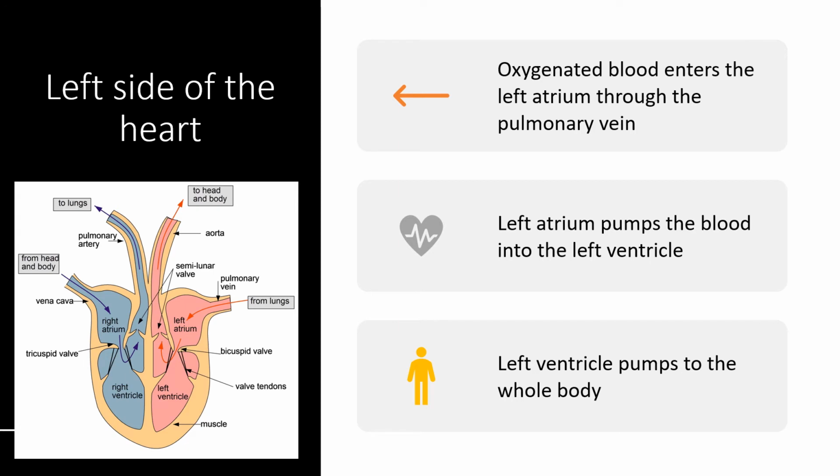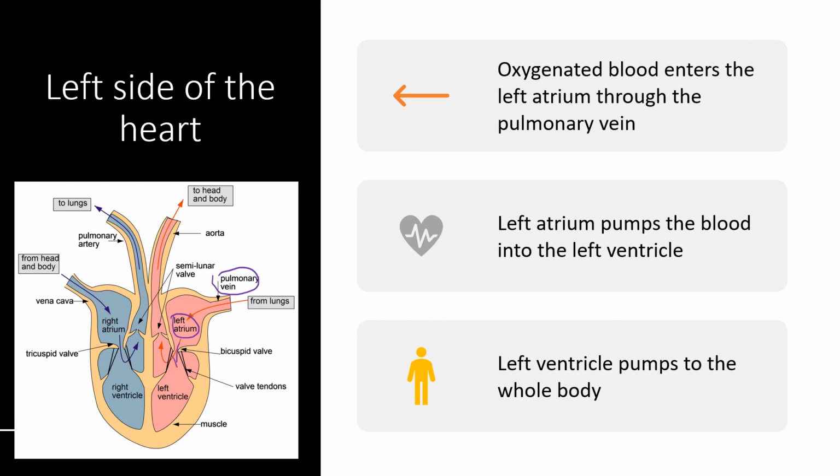I am going to explain what is going to happen to the oxygenated blood on the left side of the heart. The pulmonary vein brings the oxygenated blood from the lungs to the left atrium. Once the left atrium is filled, it pumps the blood through the bicuspid valve into the left ventricle.